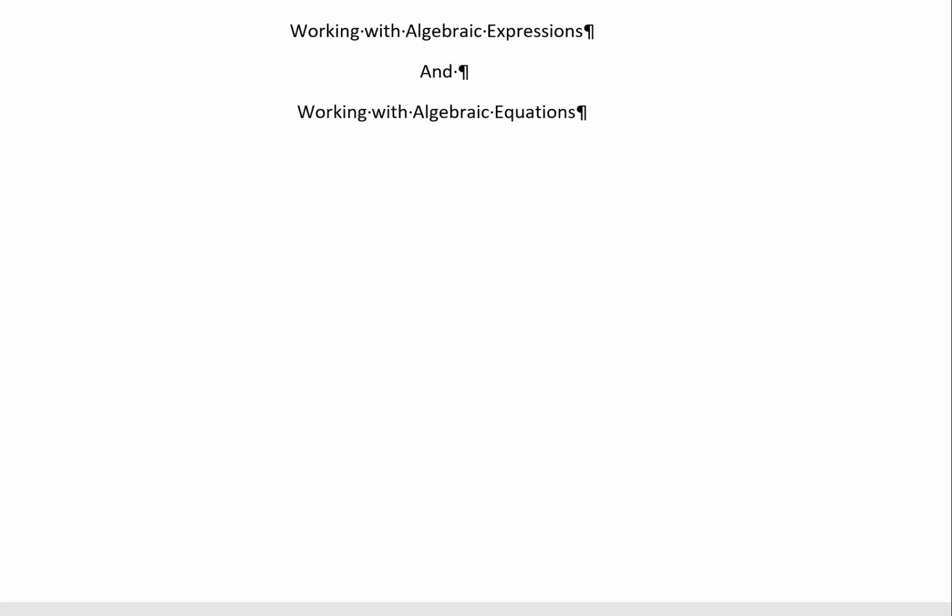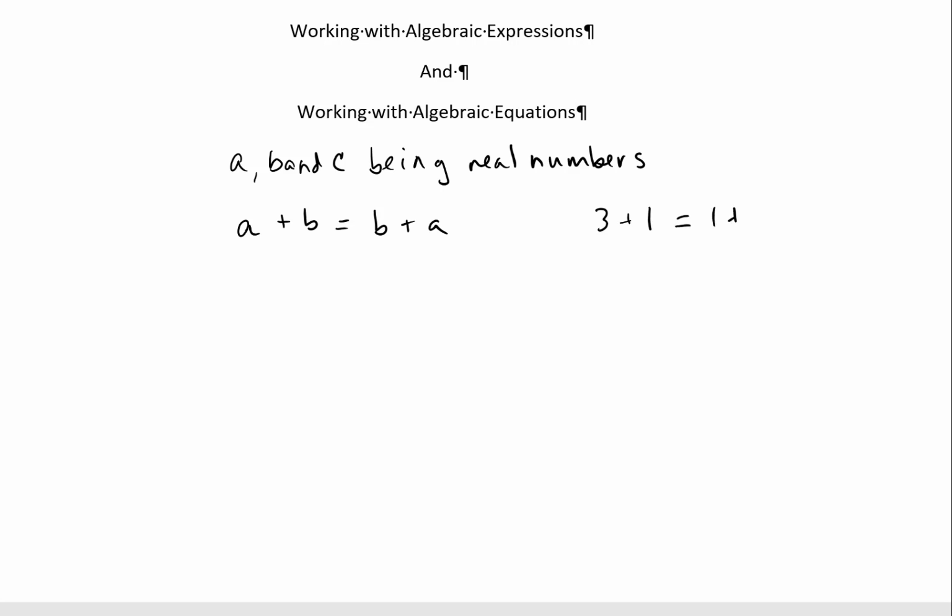have algebraic expressions. For example, the commutative property of addition tells us that if A, B, and C are all real numbers, so we're going to work with A, B, and C being real numbers. With the commutative property, we know that A plus B equals B plus A. So, for example, we could say that 3 plus 1 equals 1 plus 3, because we know 4 equals 4.